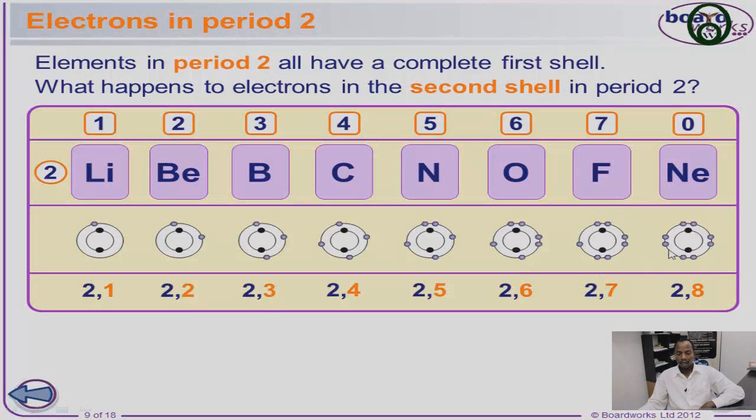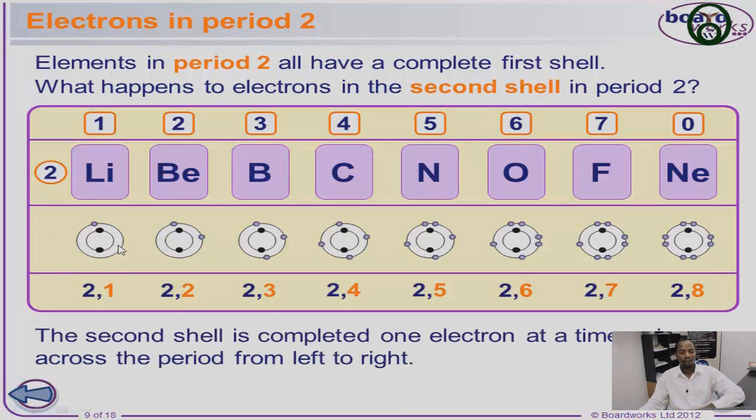Okay, so let's take a look at neon. Neon has 2 in the innermost and 8 in the outermost shell, so its arrangement is complete. The number of electrons is complete. So this is for the 2nd period. For the 3rd period, we'll start having the 3rd shell. The number of the period determines the number of shells you're going to have in your arrangement for any atomic structure.